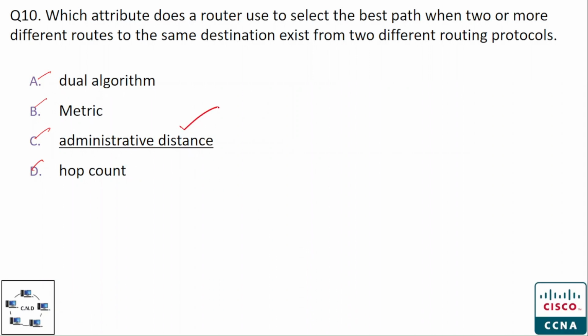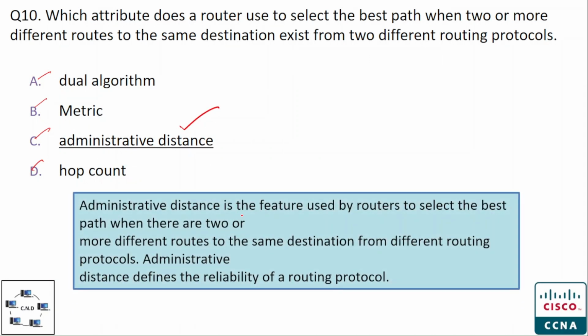Option C, administrative distance. So administrative distance is the feature used by routers to select the best path when there are two or more different routes to the same destination from different routing protocols. Administrative distance defines the reliability of a routing protocol. What does this mean? Let's suppose this is our router and let's suppose this is the internet, and let's suppose this is another router.